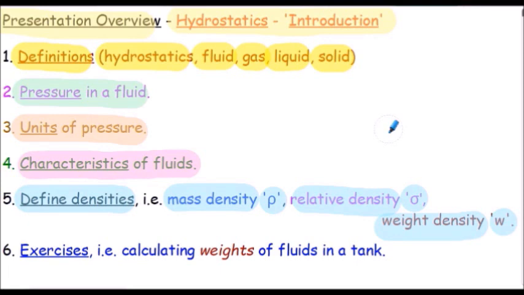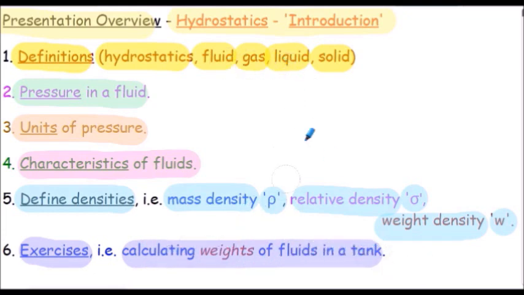Within these first 5 sections, there are various examples and exercises for you to work through at your own pace to try and consolidate your learning. But the presentation concludes with 2 exercises related to calculating weights of fluids contained within cylindrical tanks. Section 6 draws upon the knowledge and equations outlined within sections 1 to 5.